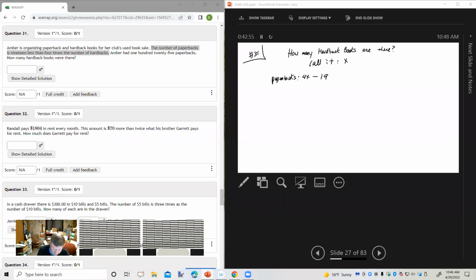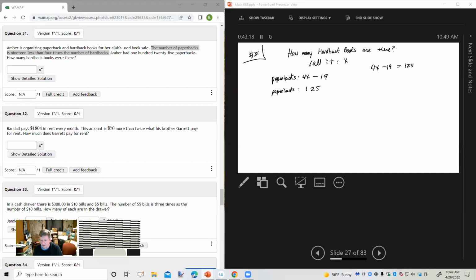What else do we know? We know that the number of paperbacks that Amber has is 125. Is anybody having trouble where I got the 4X minus 19? That's usually the tricky part. Okay, well, paperbacks are 4X minus 19, paperbacks are 125. So there's our equation. I'm going to add 19 to both sides.